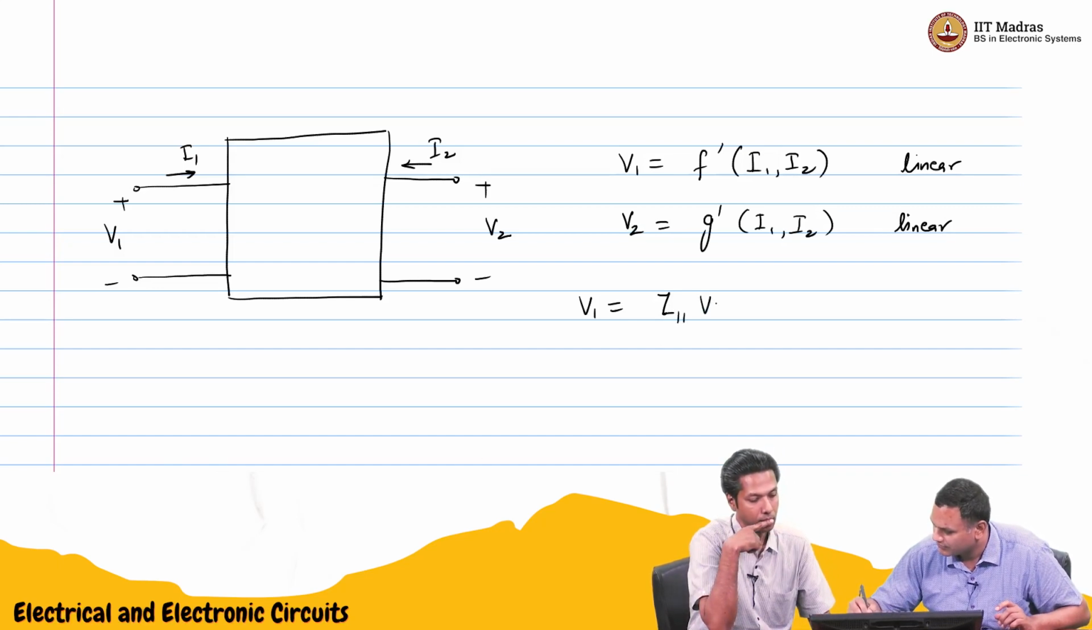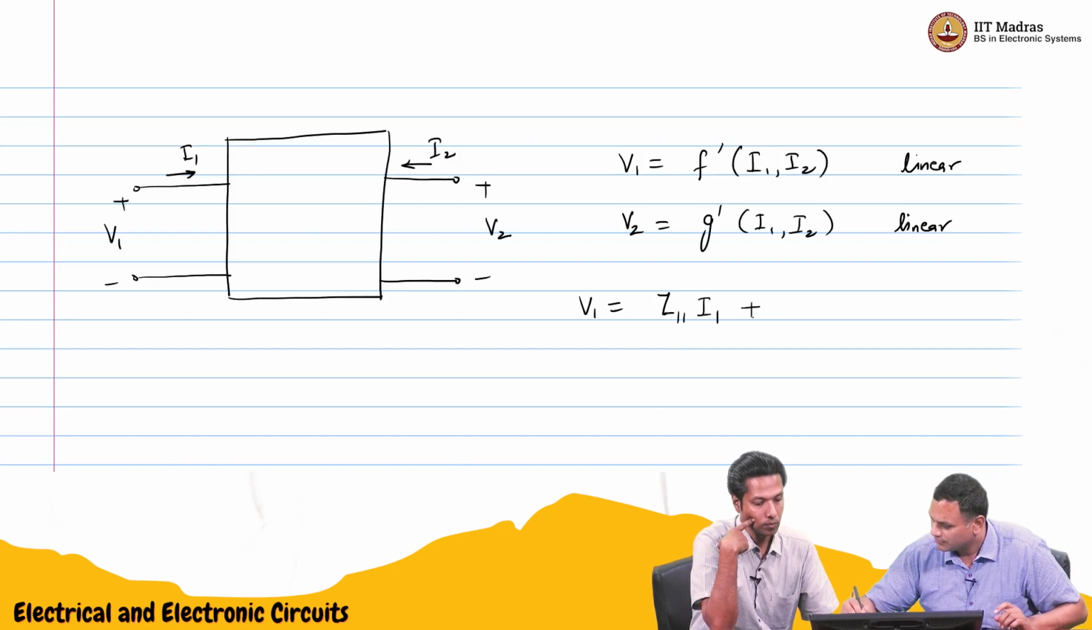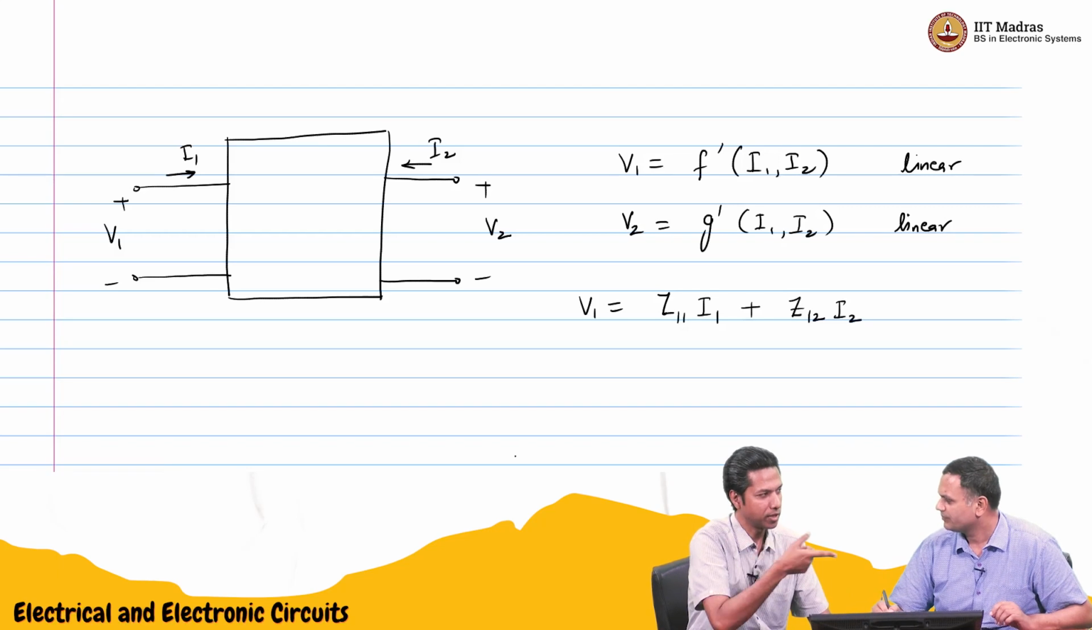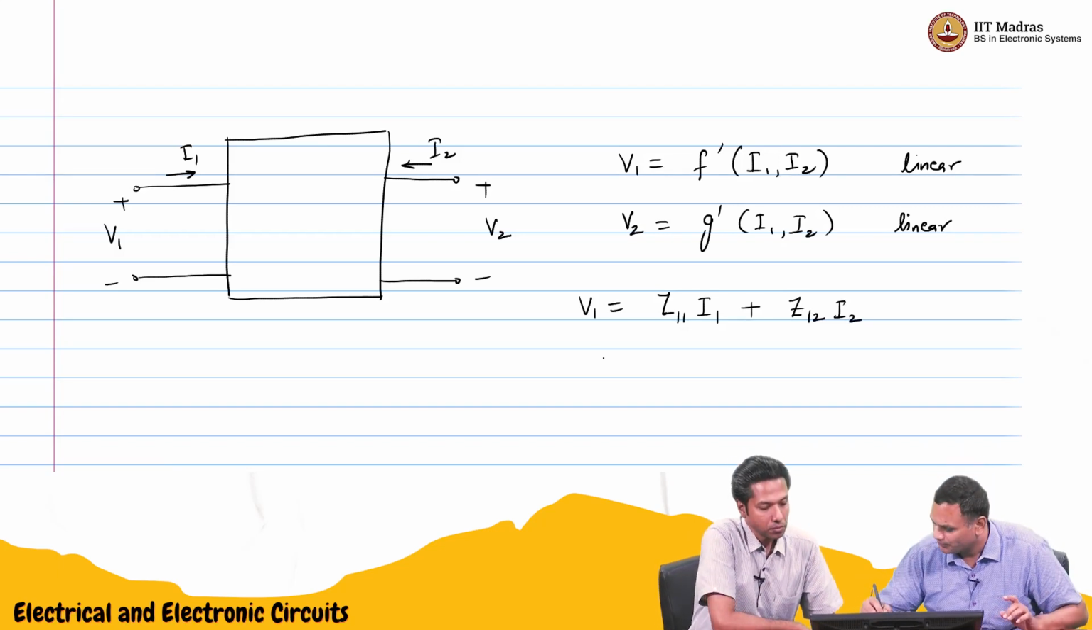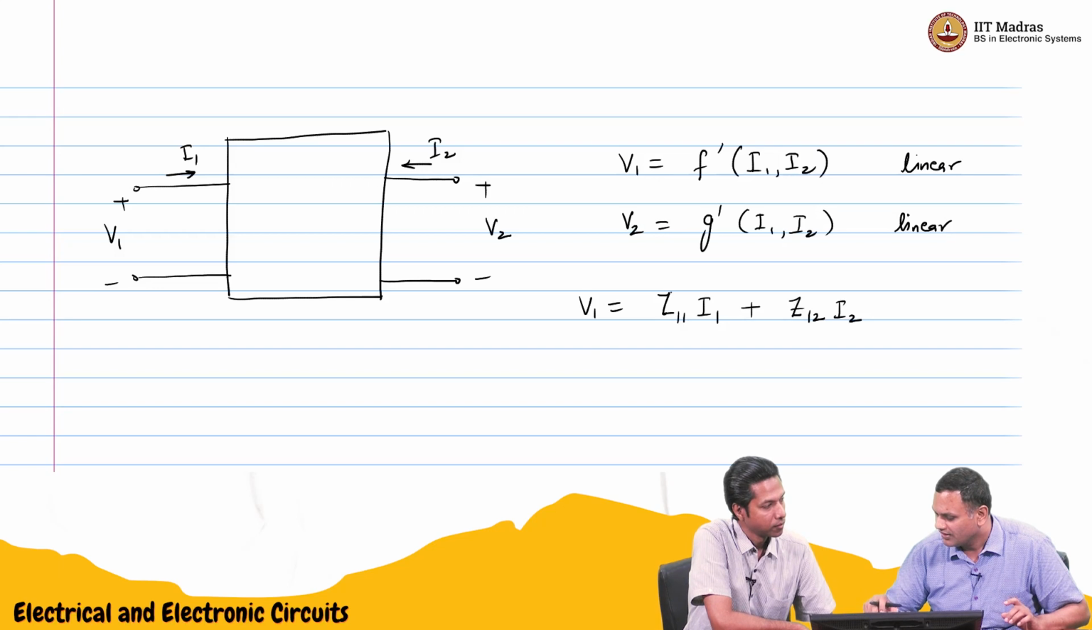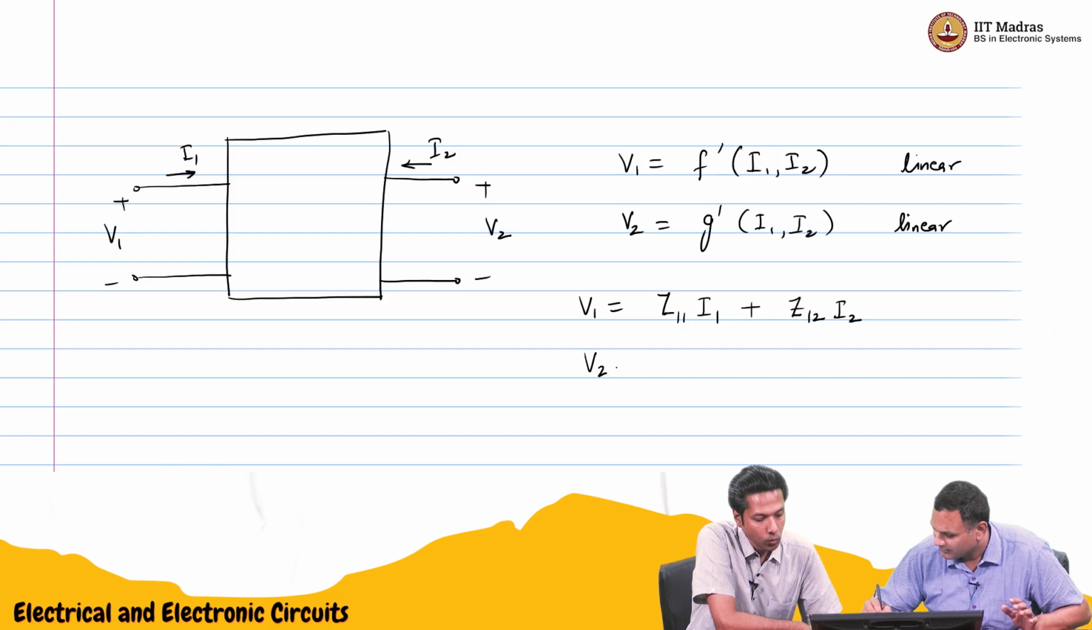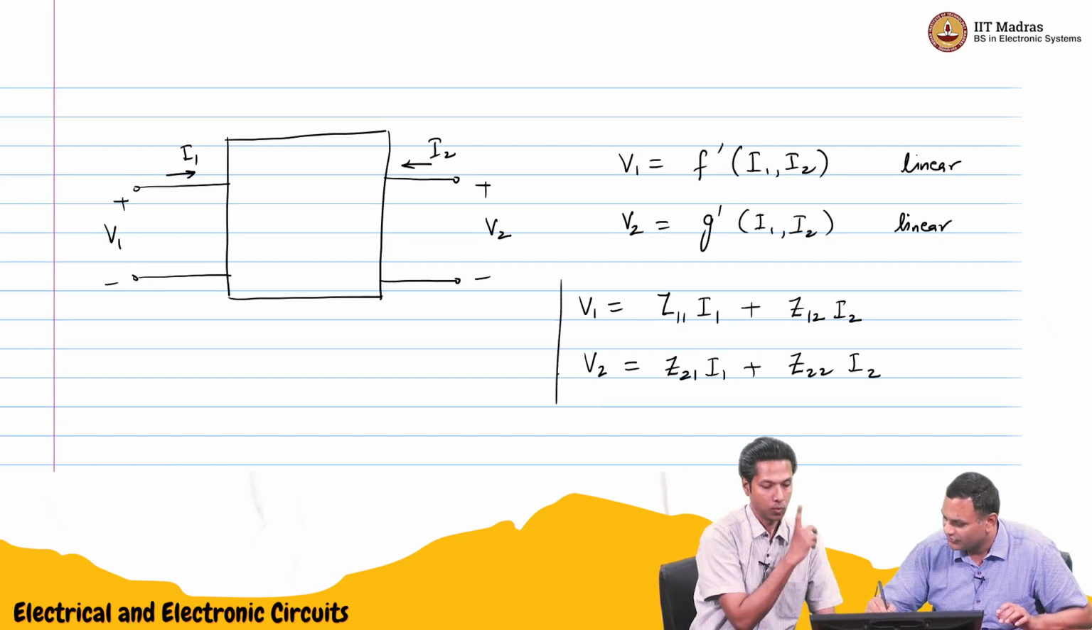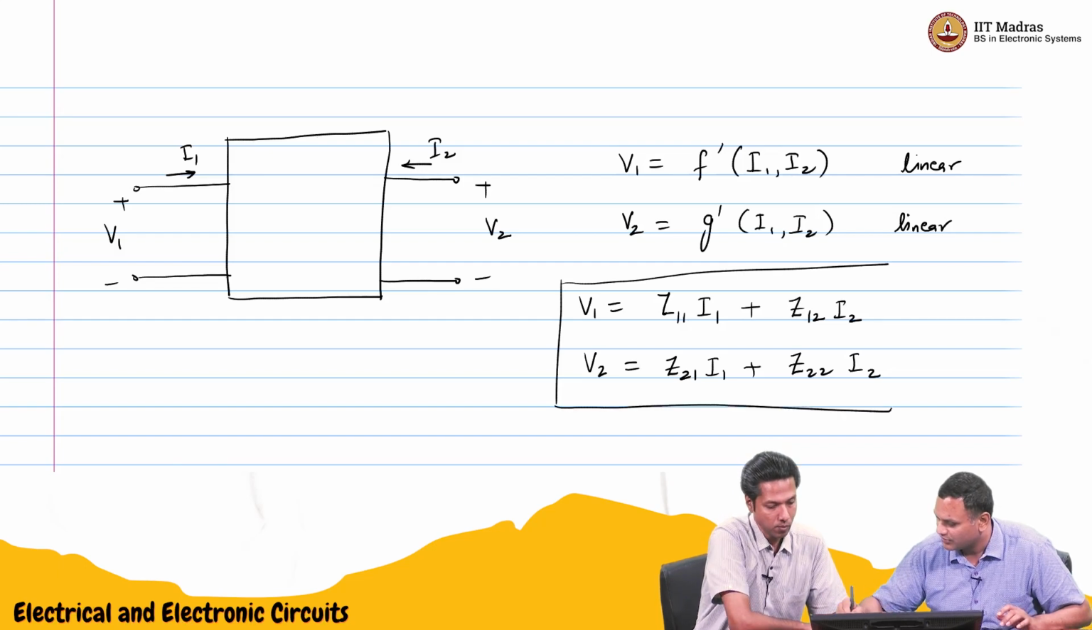V1 equals Z11 I1 plus Z12 I2. Basically the same logic as what we did before. The units will be of impedance rather than admittance, and V2 will be Z21 I1 plus Z22 I2. So this will give you the Z parameters of the network.